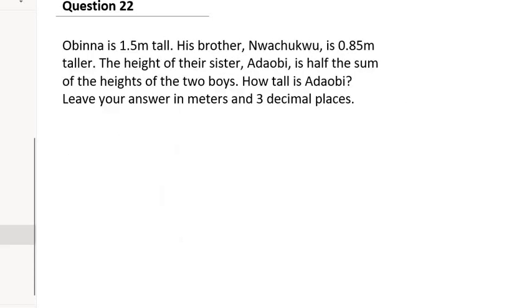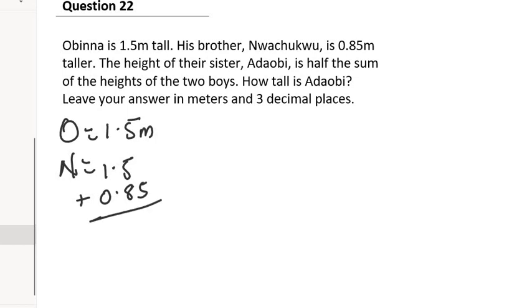Okay, question 22. Obinna is 1.5 meters tall. His brother Nwachukwu is 0.85 meters taller. So if Obinna is 1.5 meters tall, Nwachukwu will be 1.5 plus 0.85 tall, because they said he's 0.85 taller. So this will be 5, 8 plus 5 is 13, 3, bring 1 here, 1 plus 1 is 2. 2.35 meters tall.